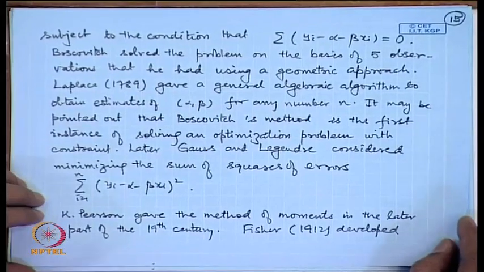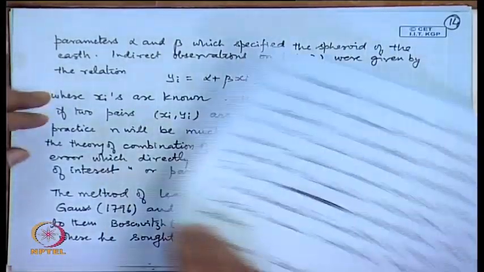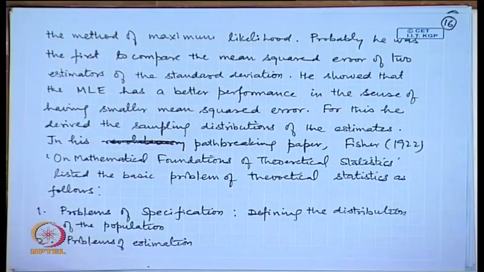The modern methods of statistics as we know them today were probably first started by Fisher in 1912, where he developed the method of maximum likelihood. He is probably the first one who realized the importance of comparing two different methods of estimation. So, he considered two estimates of the standard deviation. He found the sampling distributions of these, and therefore the mean squared errors, and he showed that one of the estimators has a smaller mean squared error than the other.